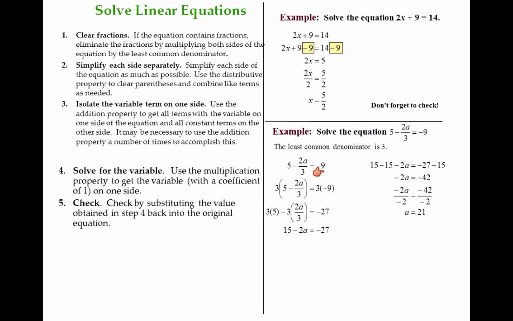Take a look at another example here. Here we have 5 minus 2a over 3 is equal to minus 9. Okay, step number 1 is clear fractions. How do I clear a fraction? Multiply by 3. If I multiply each term by 3, I can eliminate this 3. I multiply this by 3, 5 by 3, the second term by 3, negative 9 by 3, so I have to multiply each term by 3. If I multiply the first term by 3, I get 15. 3 times 5 would be 15. If I multiply the second term by 3, I would get negative 2a, and minus 27.